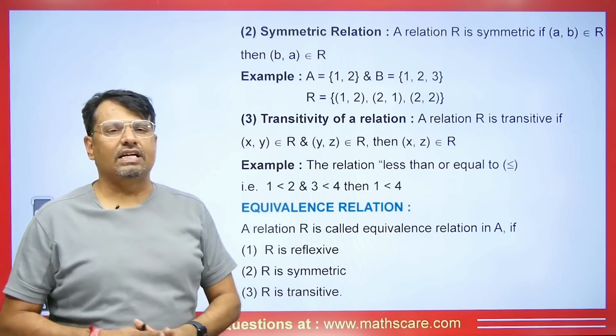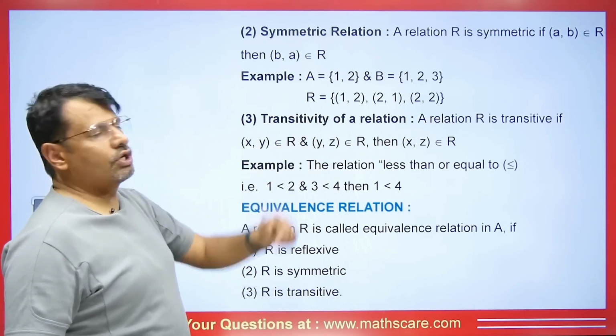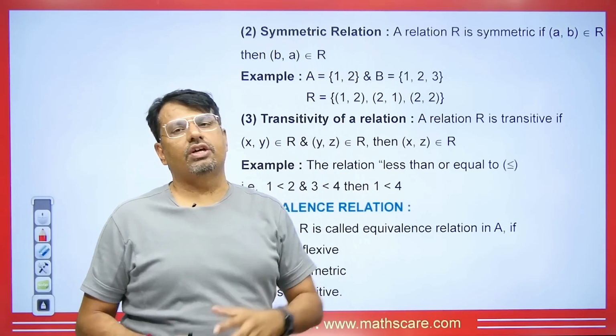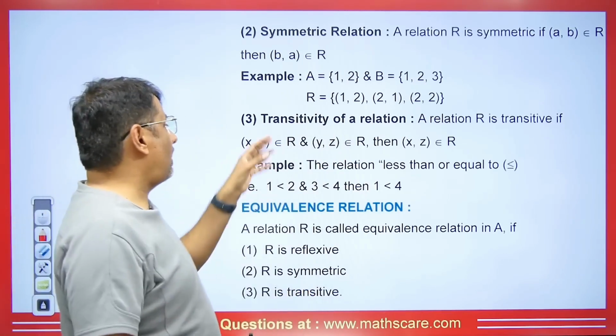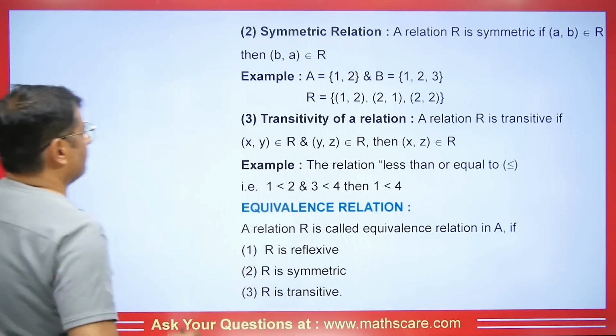We will discuss transitive relation. What is it? A relation R is transitive if (X, Y) belongs to R and (Y, Z) belongs to R. In that case, (X, Z) must also be in R. If that happens, then that is called a transitive relation. Let's take one more example.